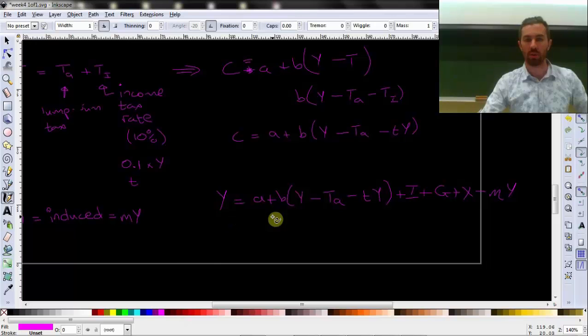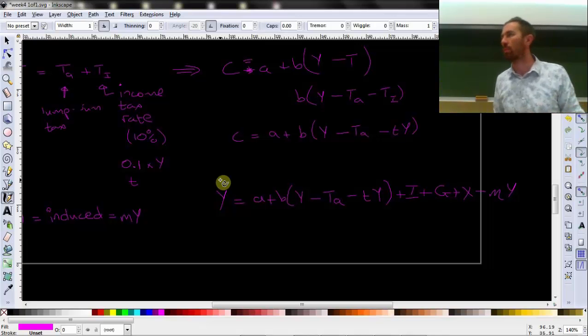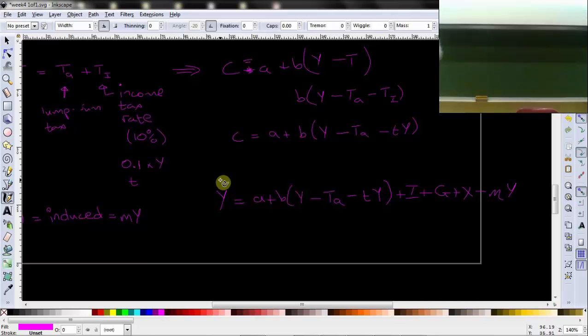Now I've got the equation in a slightly extended form, and I'm asking you to do the same thing. Rearrange the equation, get y by itself on the left, tell me what the multiplier would be. Okay?